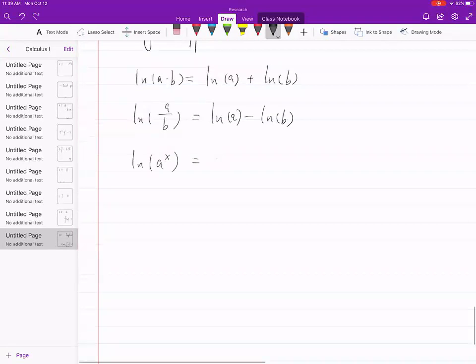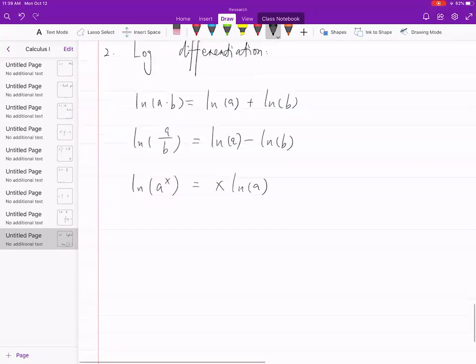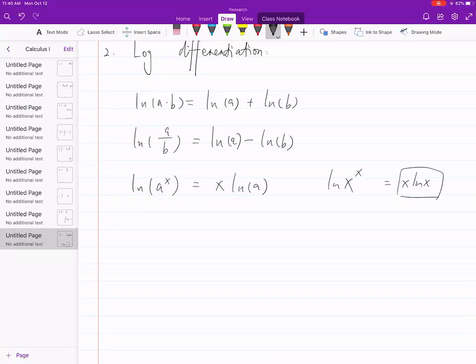That is when you have a power. Certainly this one helps when you have powers, but later we will show this one also helps you to do something which was impossible before. For example, something like x to the x. It's going to be hard, but when you take the log, it becomes x ln x. And for this, you know how to take the derivative by product rule. We will save that for later. For now, let's just focus on how to make our product and quotient easier.